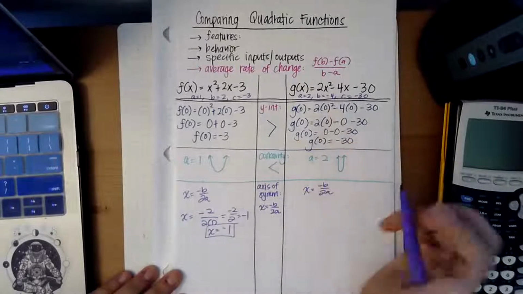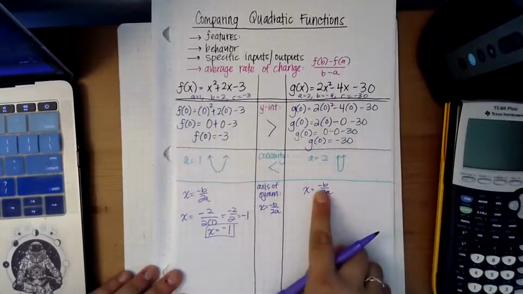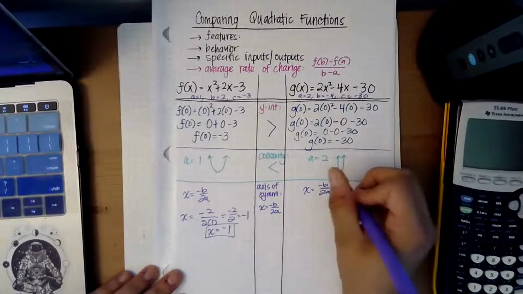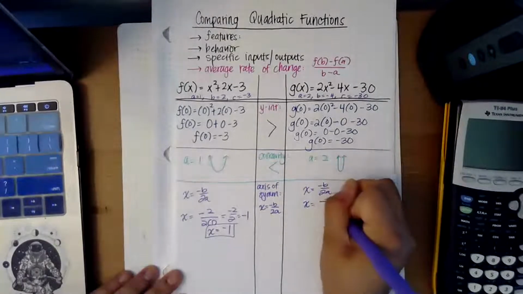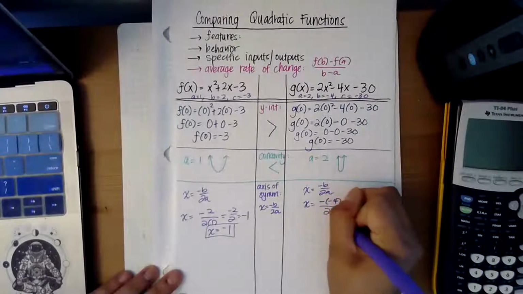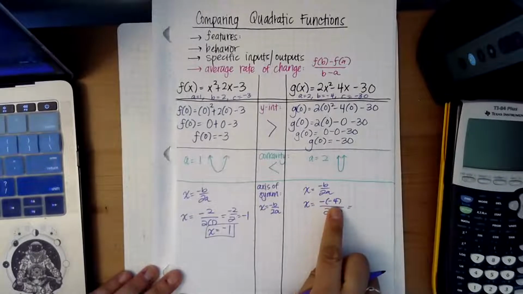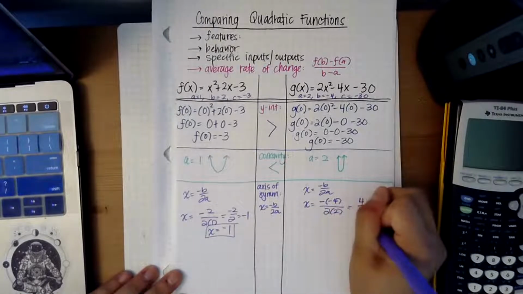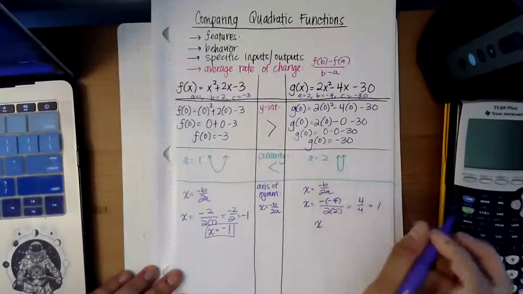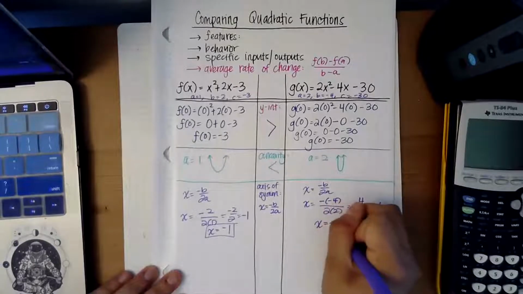So again, my B is -4, but now I have a negative here. So notice that this is going to be -4 over 2 times 2. This gives me negative, which is positive. 4 over 4 gives me 1. So here I have x equals +1.